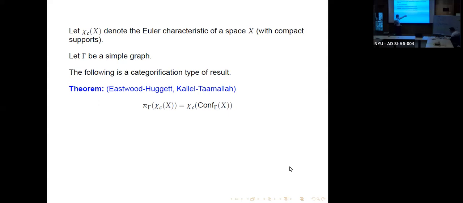It says if you take the Euler characteristic with compact support of your space X, so what is that? I'll tell you in a second. And you put that as your variable, you feed it into this polynomial there, then what you are going to get is exactly the Euler characteristic with compact support of the configuration space. This is called the graph configuration space. This Euler characteristic with compact support is exactly the chromatic polynomial evaluated at it.